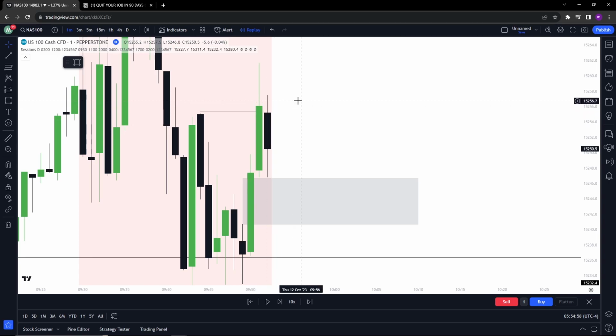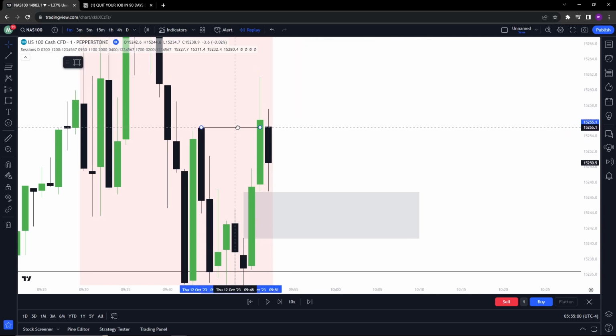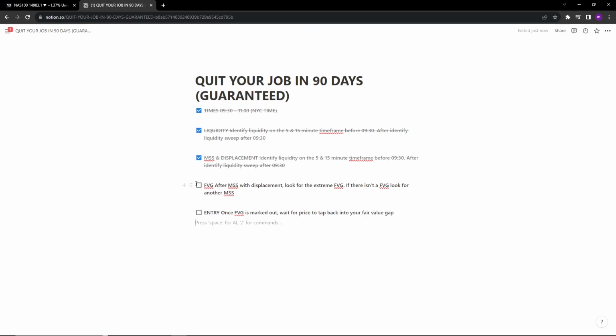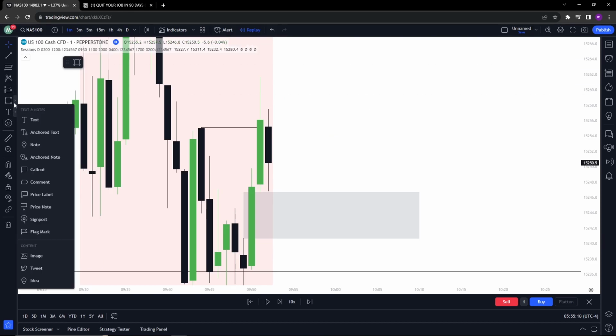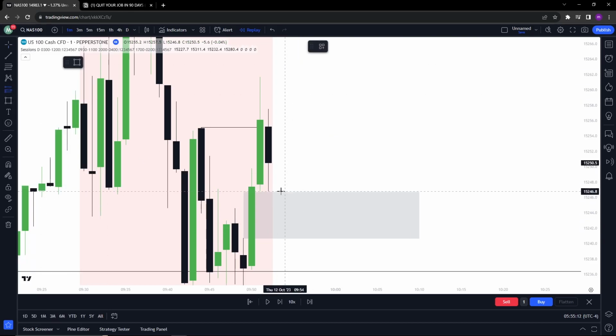If there isn't a fair value gap, what you want to wait for is the next market structure shift. If I now play the market out, in regards to entry, apologies, you want to enter when the fair value gap is marked out, and you want to wait for price to tap into your fair value gap right over here.